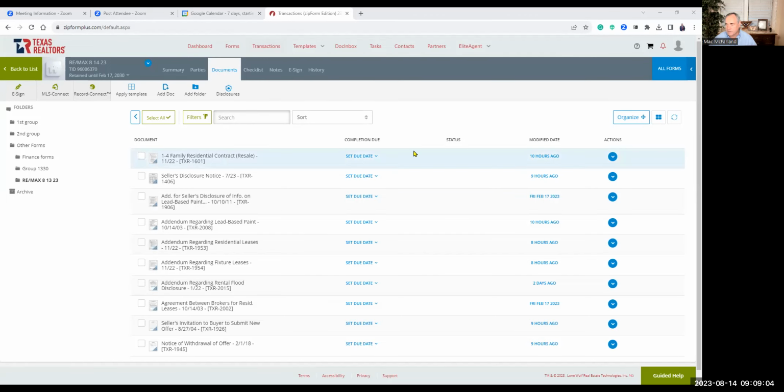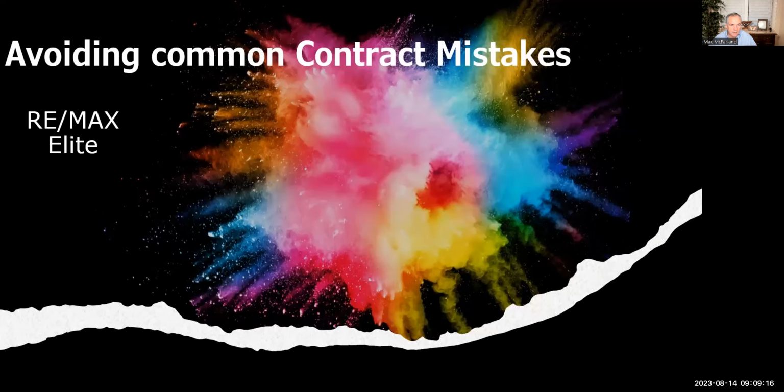All right, so to get us started this morning, I want to touch base on just a few items, and I'm going to share the screen with you with some slides. We're going to hit just a few slides real quick, only because there are some things I want to touch base on. Avoiding common contract mistakes. That's what we're working on today.